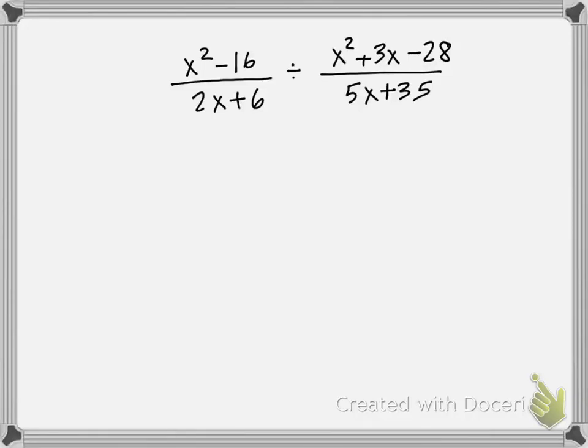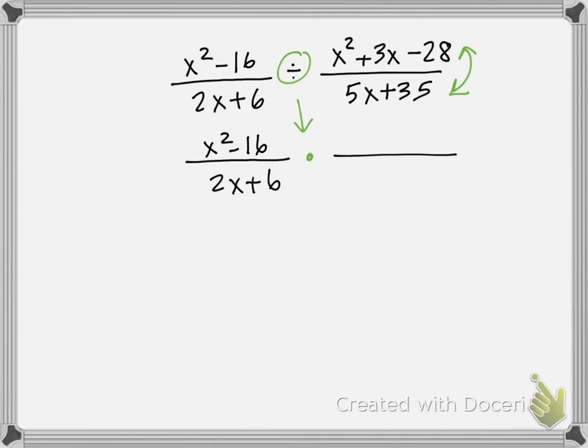So we're going to be dividing these rational expressions. So the first thing you want to do is change division to multiplication by multiplying by the reciprocal of the second fraction. So the first fraction is going to stay exactly the same, so x squared minus 16 over 2x plus 6. And instead of dividing, you're going to be multiplying by the reciprocal of the second fraction, so you flip the second fraction. So in the numerator, I would have the 5x plus 35, and then the denominator, I would have x squared plus 3x minus 28.